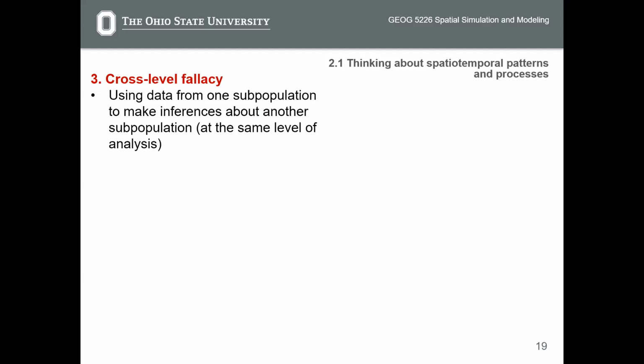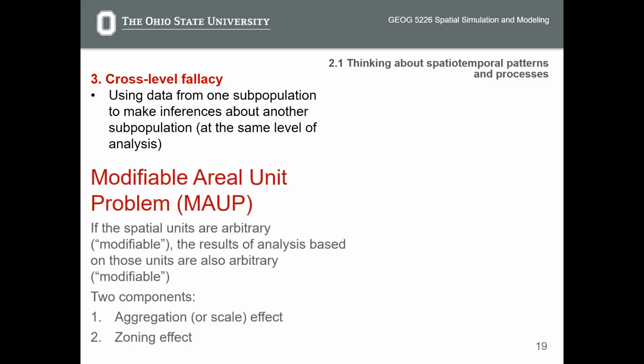And since we're talking about scale dependency, there is something I would like to introduce. It doesn't belong to one of the three types of fallacies here, but I would say it contains all of them. This problem is called the Modifiable Areal Unit Problem, MAUP. Remember this term, okay? It's pretty important in GIS, not only in simulation and modeling.